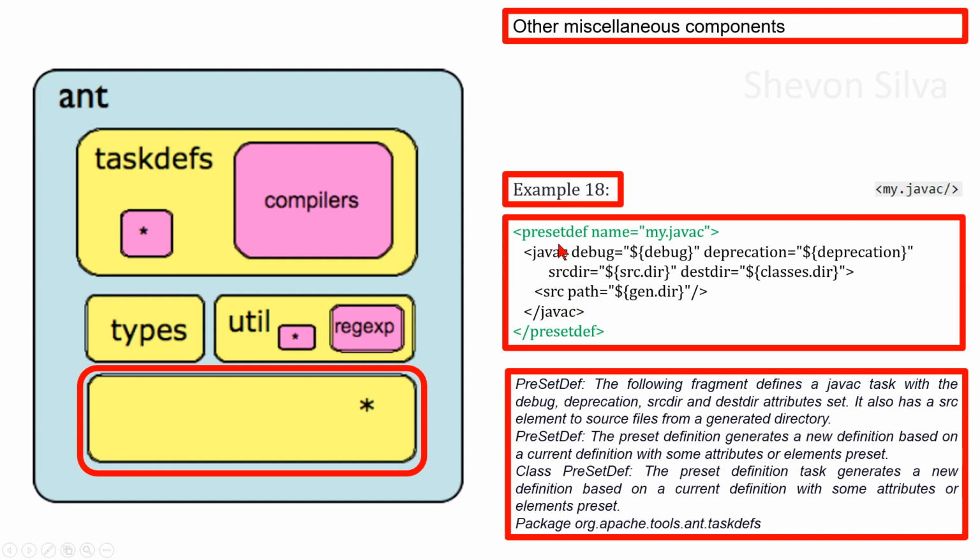Presetdef, the preset definition, generates a new definition based on a current definition with some attributes or elements preset. With regard to API, we can consider class presetdef. This is in the package org.apache.tools.ant.taskdefs. This can be used as a normal javac task, for example, here.